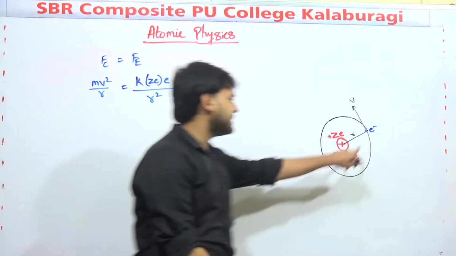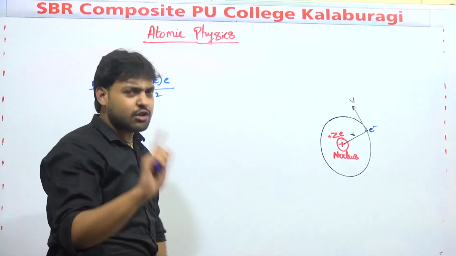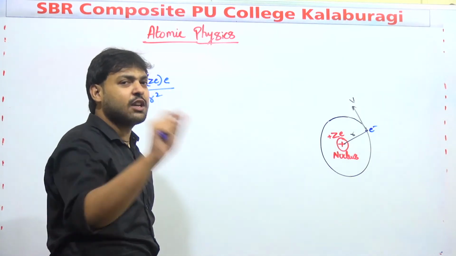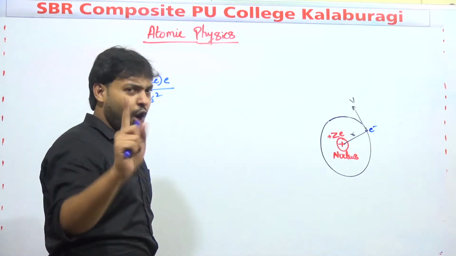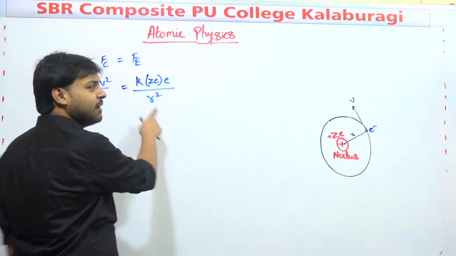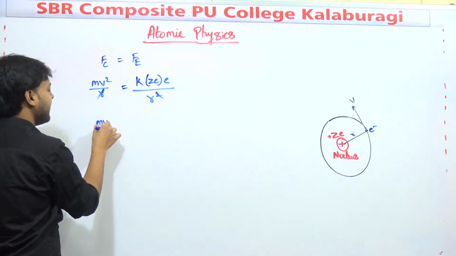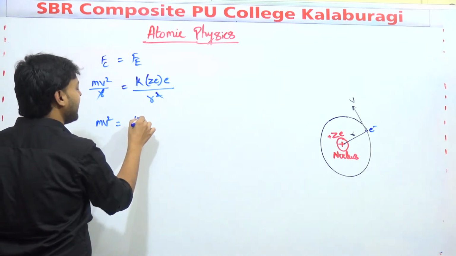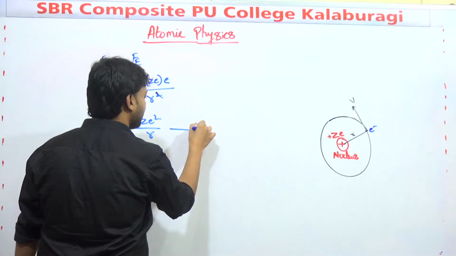Sir, the electron has charge minus e, so why didn't you write minus? In the electrostatic force K Q1 Q2 by r square, you have to substitute only the magnitudes of Q1 and Q2. So Z into e, divided by r square. So r will be cancelled. So I can write mv square equals K Z e square divided by r.